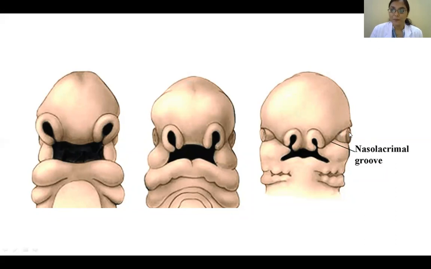So this is the developing eye, this is the olfactory pit, and between this nasal process and the maxillary, you're finding the nasolacrimal groove. The lacrimal apparatus class is already over, so by now you must be understanding what the nasolacrimal duct is. So the lacrimal apparatus is there.